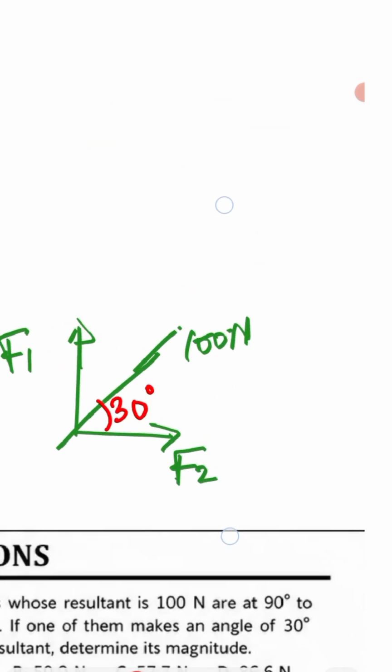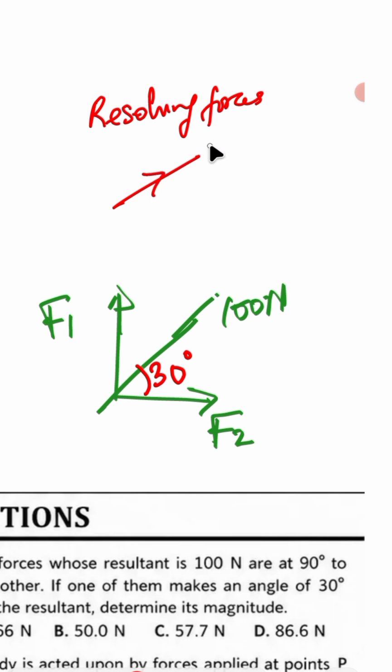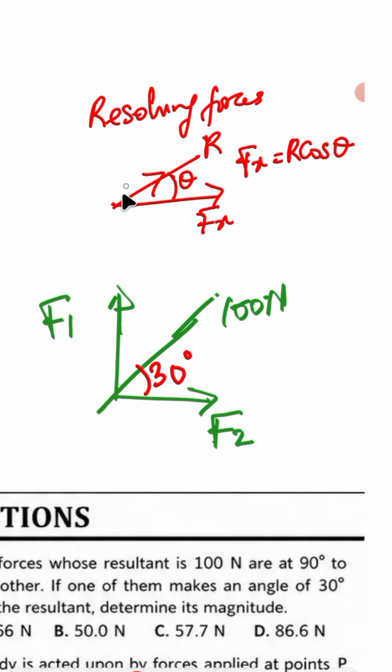To do this one, it's very easy. Anytime you are resolving forces and you have a force like this, maybe this is the resultant R, then this is a component of that resultant. Let me just say Fx, and this is 30 degrees, or let me say theta. If you want to know the value of Fx, you just take R, then check the angle it is making with it. That will be R cos theta. Then Fy will be R sine theta.